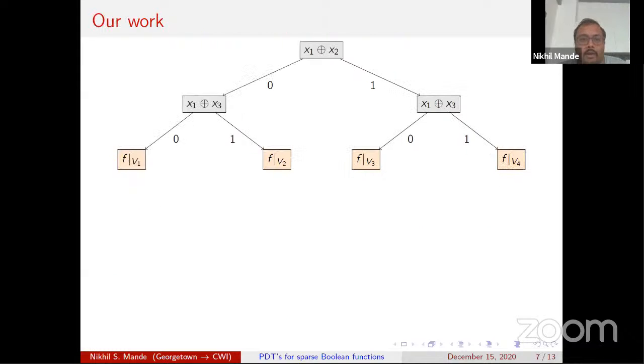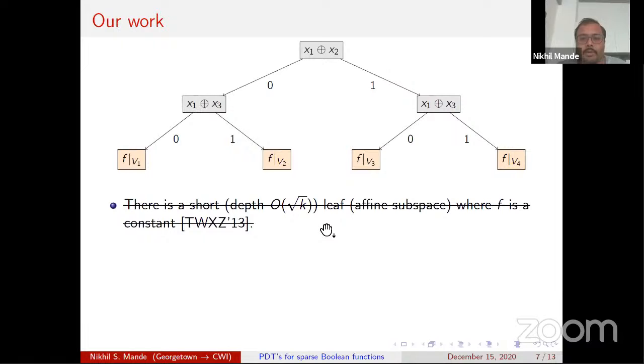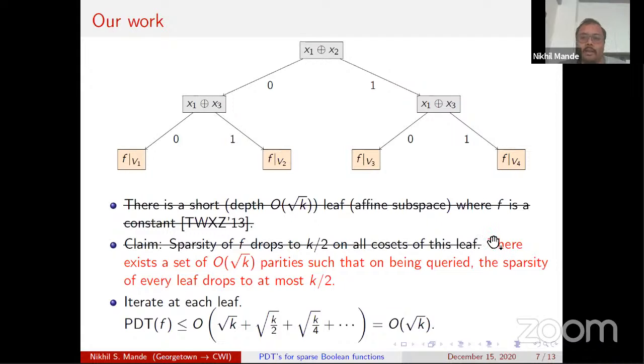So now let me tell you where our work differs from theirs. As you can see, the figure is slightly different. So we bypass this step of finding an affine subspace where you make f a constant and directly argue that there exists a set of square root k parities such that on being queried, the sparsity of all these leaves are halved. And we don't even need to choose carefully a set of order square root k parities. We show that a naive sampling of parities from the Fourier support of f suffices to do this. So this is the main step where we differ. And the same recurrence still holds, and we get an upper bound of order square root k.